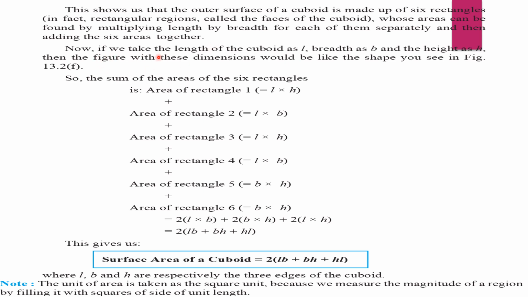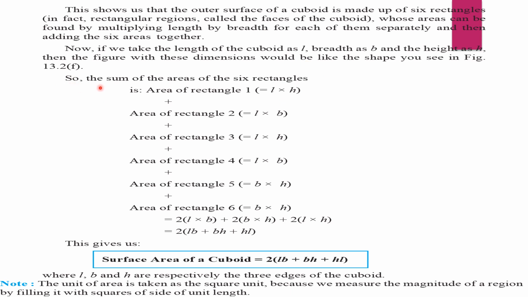Now if we take the length of the cuboid as L, breadth as B and height as H, then the figure has these dimensions. Length, breadth and height of a cuboid are said to be dimensions. Remember this terminology, my children. Dimensions would be like the shape you see in figure 13.2f.